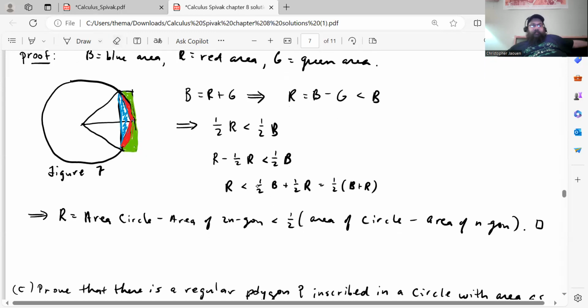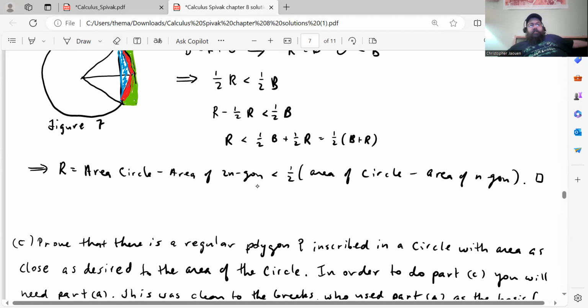Okay, so that shows that, like I said, the area of the circle minus the area of the 2n-gon, that's the red area here, is less than 1/2 of the area of the circle minus the area of the n-gon.